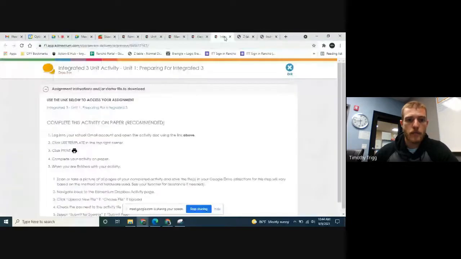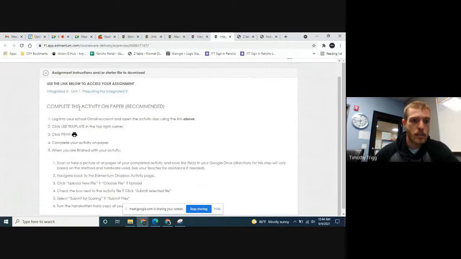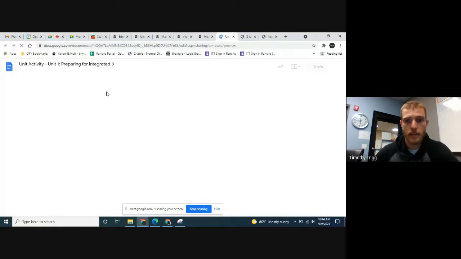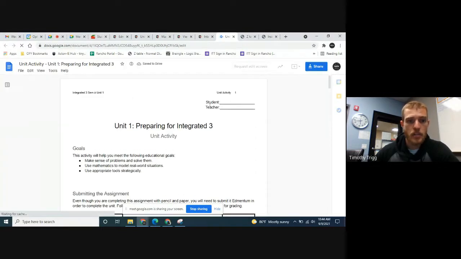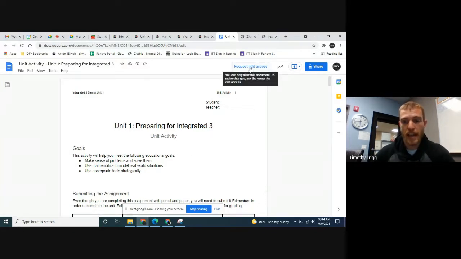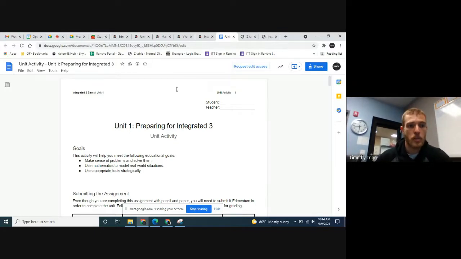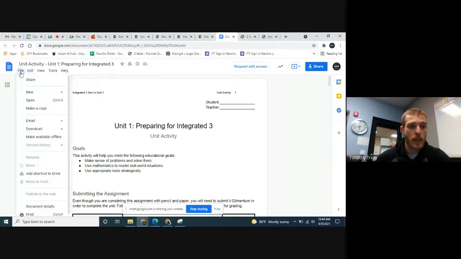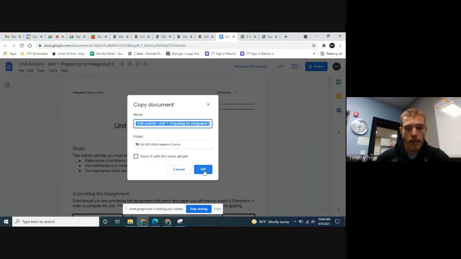So if you open up the activity, you should see Integrated 3, Unit 1, Preparing for Integrated 3. When you click on this, it will open up the activity. Now, you might notice that you won't be able to edit anything, and there's this button here that says Request Edit Access. Don't bother with that. What you want to do is go over to File here, and then Make a Copy. So you make a copy and just press OK.